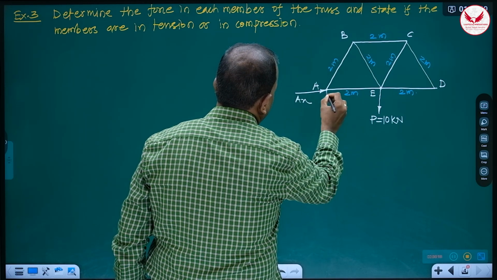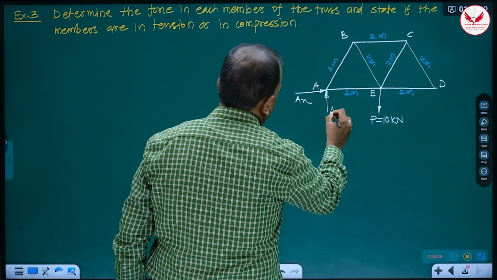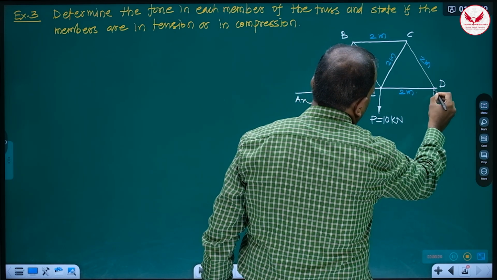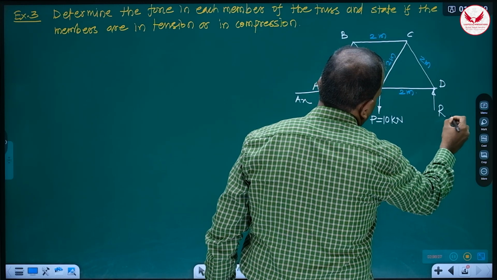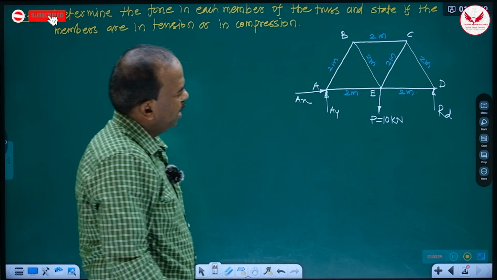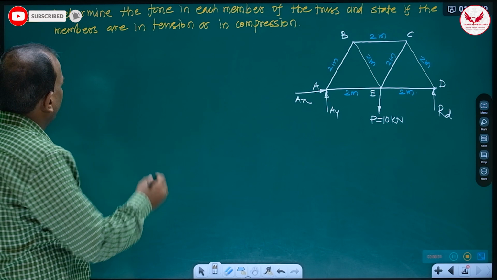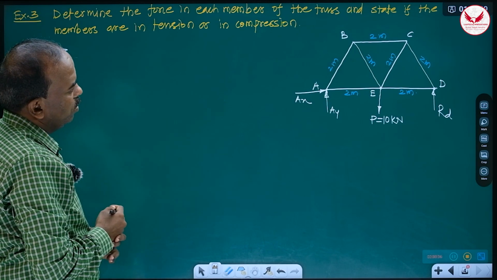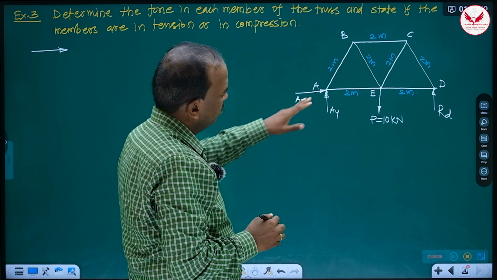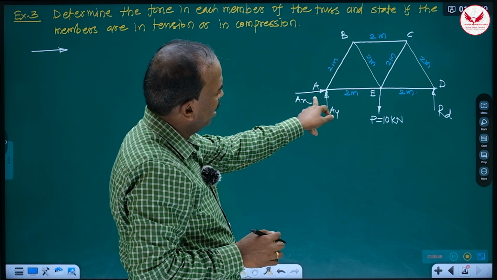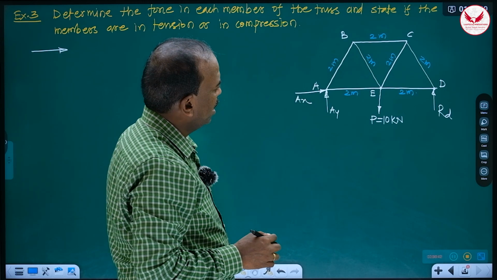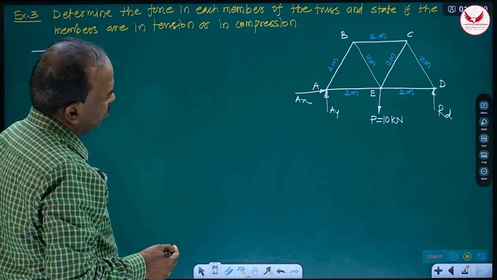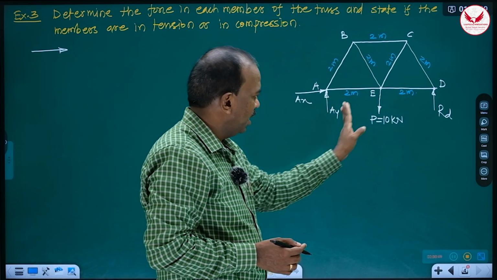It is AX, it is AY, and at D, RD. So now reaction at D. So this is the free body diagram of that truss, a very first step. Then what we have to do? At least we have to get one reaction. Means if we take the moment at A, we will get the reaction at D. Now that reaction we can get by various ways. Even though by symmetry also we can get.